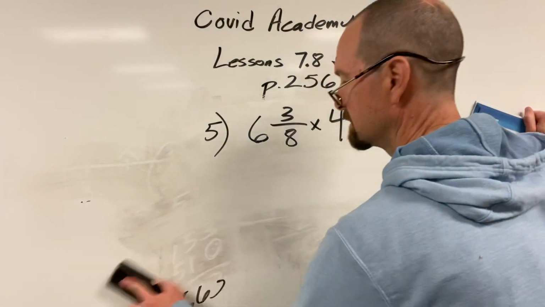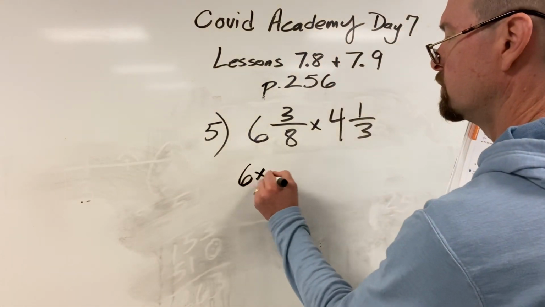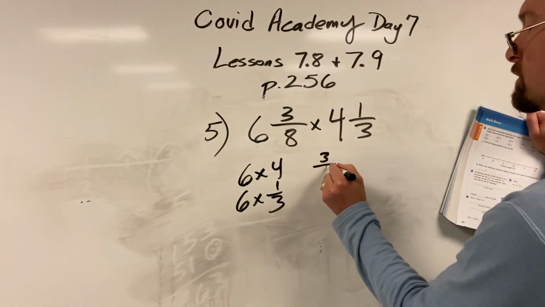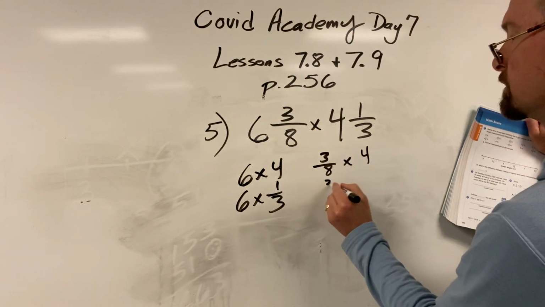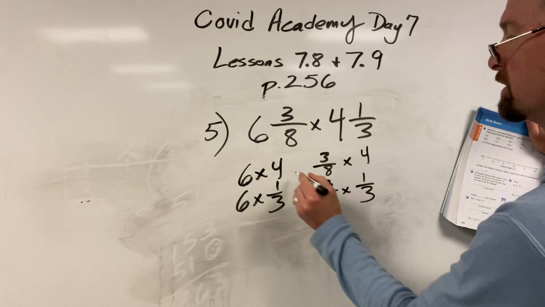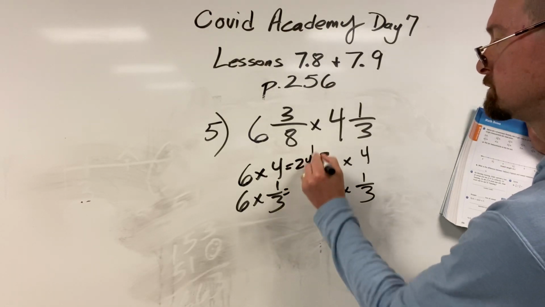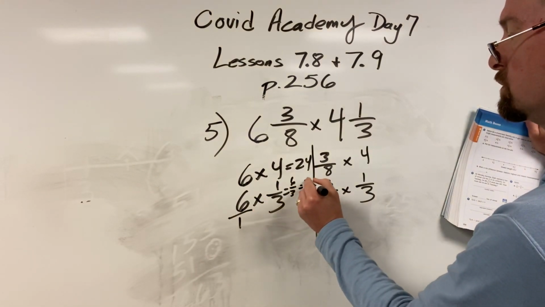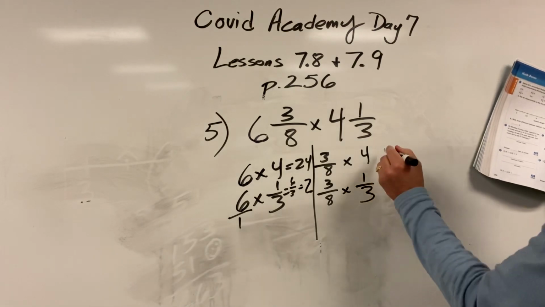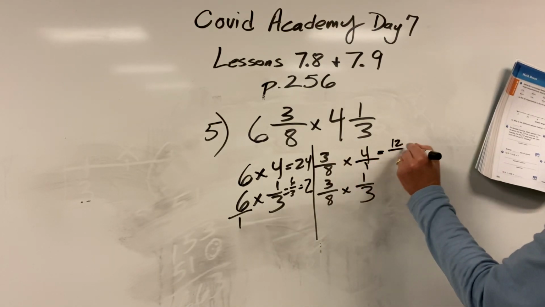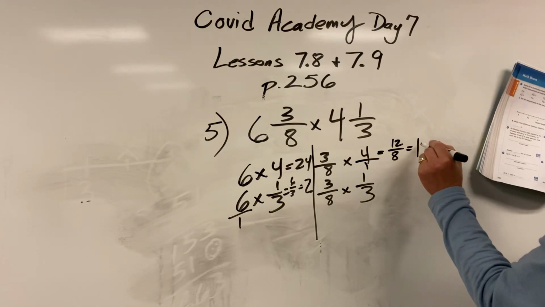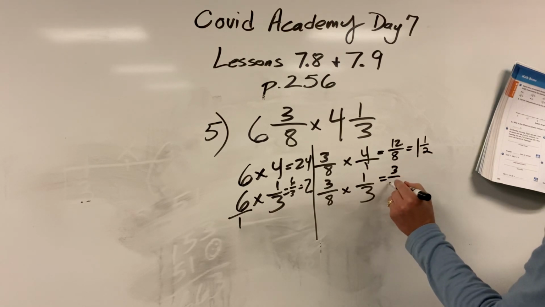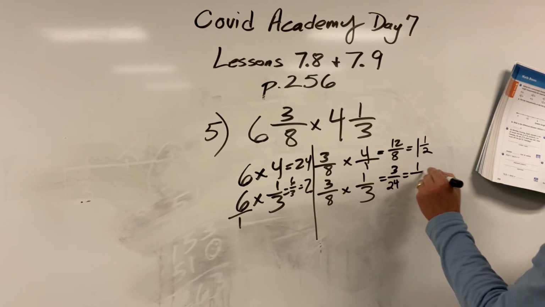Now, they could have done it like this. We could have done the 6 times the 4, the 6 times 1/3, the 3/8 times 4, and the 3/8 times 1/3. This is the other method that they teach you. It's 24, 6 over 3, which is equal to 2. This might have been easier. 12 over 8, which is 1 4/8, which is 1 1/2. This one gives you 3 over 24, which is 1/8.